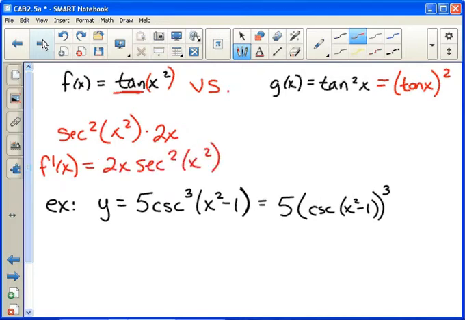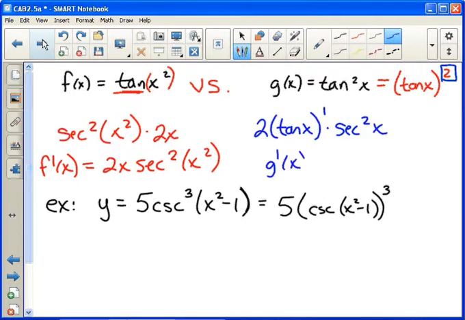Now g, on the other hand, our outside function is that squared. So we multiply by the 2 and subtract 1 from the exponent. Then we multiply by the derivative of the inside. So we end up with something that looks pretty different. So just a subtle difference in where the exponent is makes a pretty big difference in what our answers are going to look like.